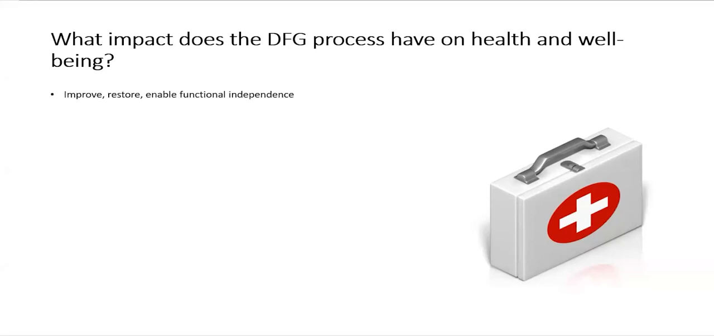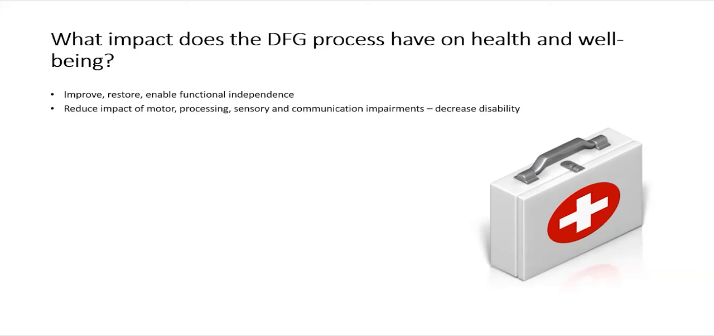Obviously, the first thing that we always think about in terms of outcomes is that the DFG is very much about improving, restoring and enabling functional independence, and that probably comes through in terms of the legislation that the DFG sits within. It's about reducing the impact of motor, processing, sensory and communication impairments, and by doing that we decrease disability, or the impact of disability. Another huge impact of the DFG is reducing and preventing accidents and falls. Always a tricky one to measure in terms of outcomes, because how do you know whether you've prevented a fall or not?